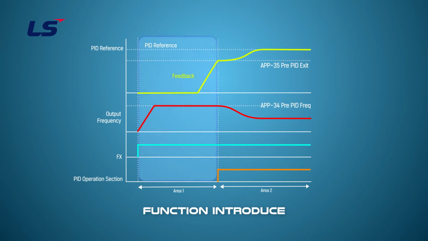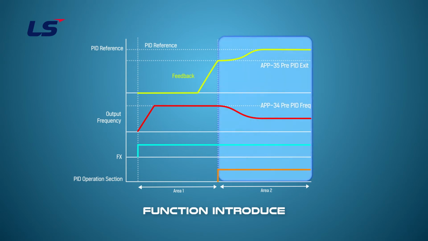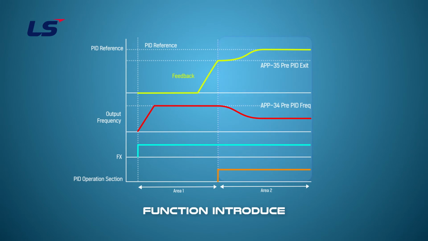When the difference between the target value and the feedback value is very large, it is difficult to expect a rapid increase in the feedback value with only the compensation amount by the PID gain. Because of this, using the pre-PID function can quickly increase the feedback value. PID control starts when the feedback value reaches the preset PID start level.